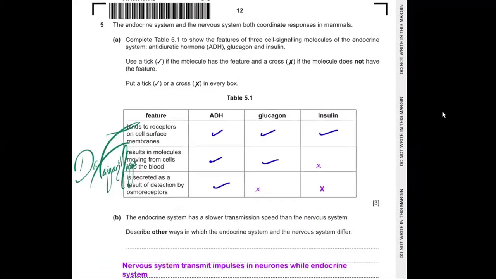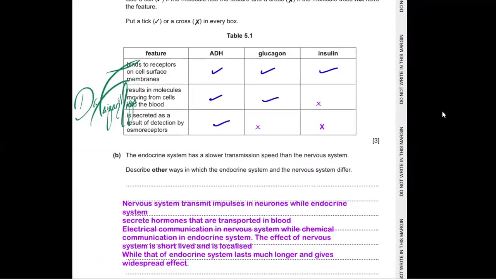Next question. A simpler question in which they're asking about the endocrine system and the nervous system, and they're asking you to place tick and cross. So features of these three hormones: binds to receptors on the cell surface membrane. Yes, all three have receptors on the cell surface membrane.